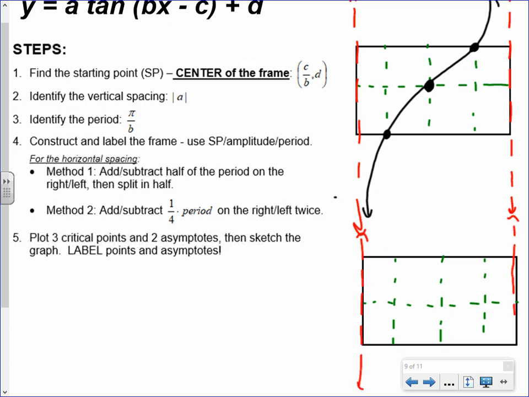And then if it's negative, it would just have to go the other way. Still 5 things to label, but it's 2 asymptotes and 3 coordinates.